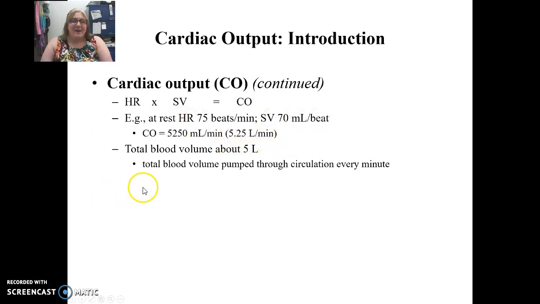Since we have about 5 liters, 4 to 6 liters in a healthy adult, we're pushing all of that blood through our system every single minute. So that's a lot of work that our heart is doing, and that's a lot of blood that's moving through our heart every minute as well.